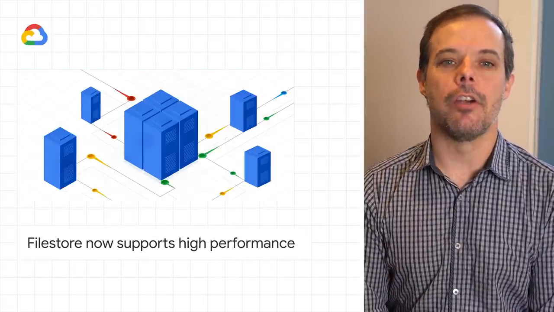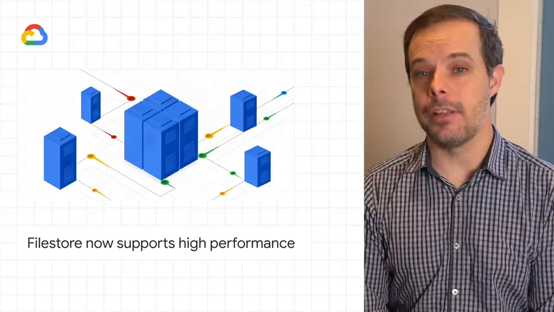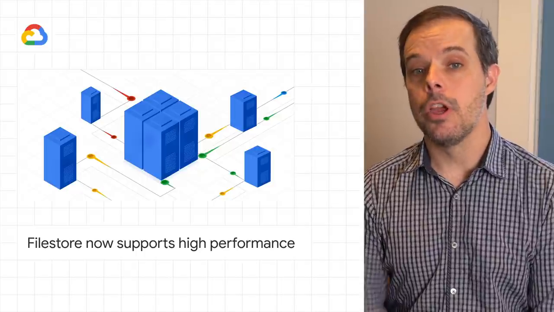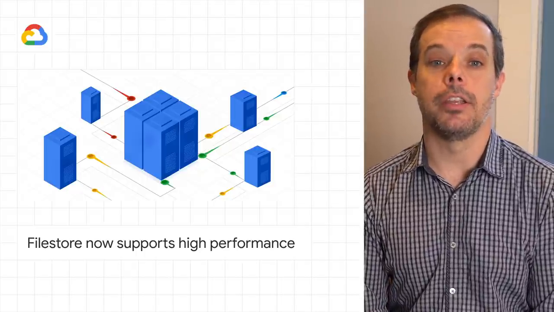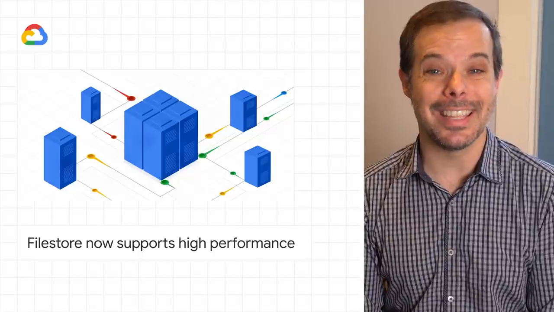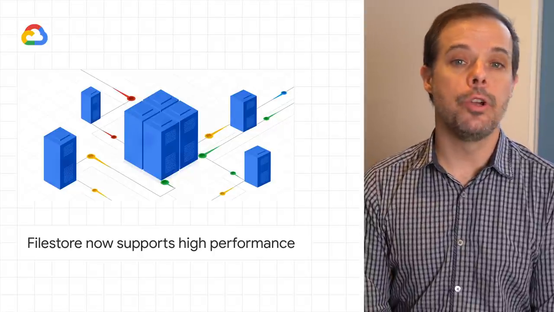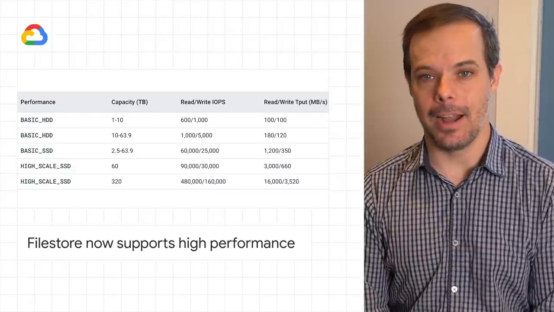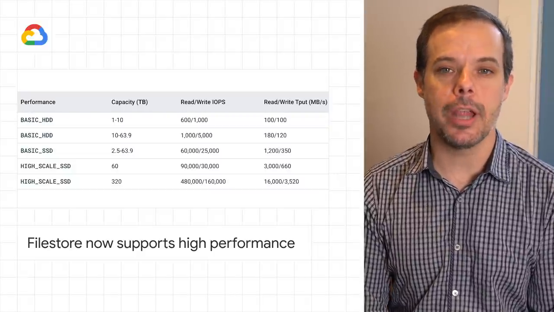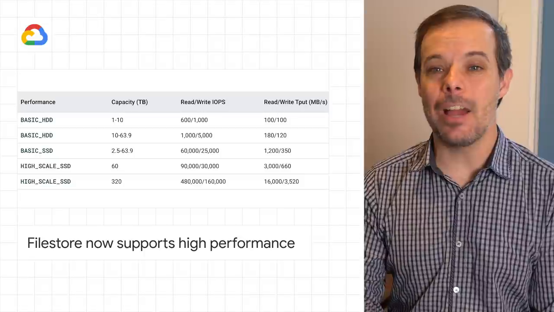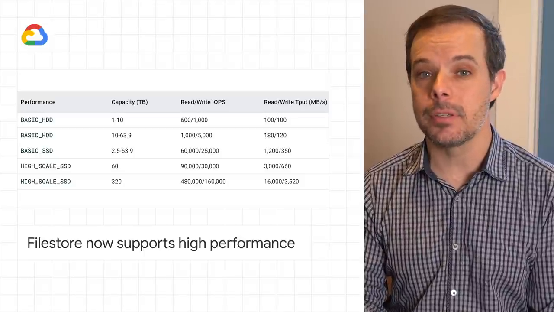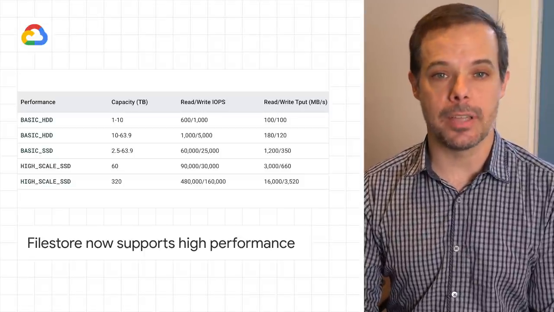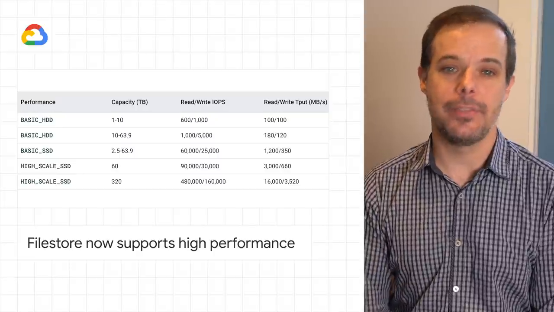Filestore instances are fully managed NFS file servers on Google Cloud for use with applications running on Compute Engine virtual machine instances or Google Kubernetes Engine clusters. And the new Filestore high scale tier adds the ability to easily deploy shared file systems that can scale out to hundreds of thousands of IOPS, tens of gigabytes per second of throughput, and hundreds of terabytes.